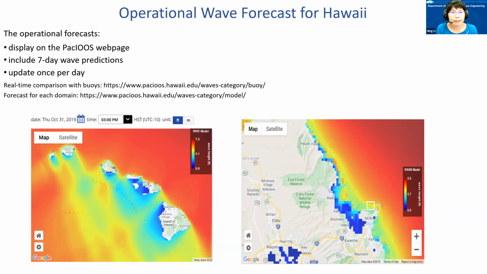The forecast has a wide range of applications. You can use it for recreational purposes, or for engineering applications. For example, if you want to go out to the ocean to get a buoy or to fix something, you have to find good weather conditions to go there, just for safety purposes.